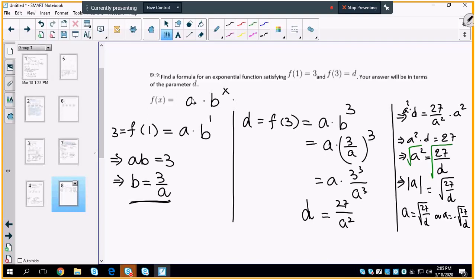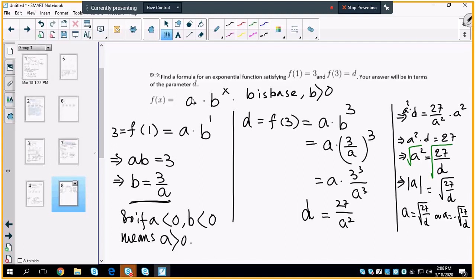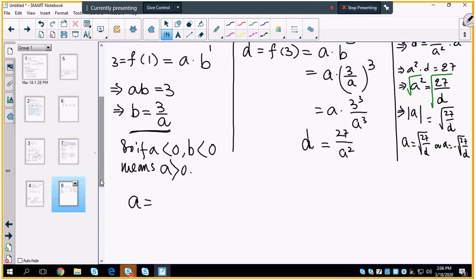Well, remember, what is b? b is 3 over a. And b is the base. That means b must be greater than 0. So if a is less than 0, then b is less than 0, and it cannot happen because b is the base and it must be greater than 0. So it means your a must be greater than 0. So that tells me the answer to the question. Now I know definitely a must be the positive value, the square root of 27 over d.